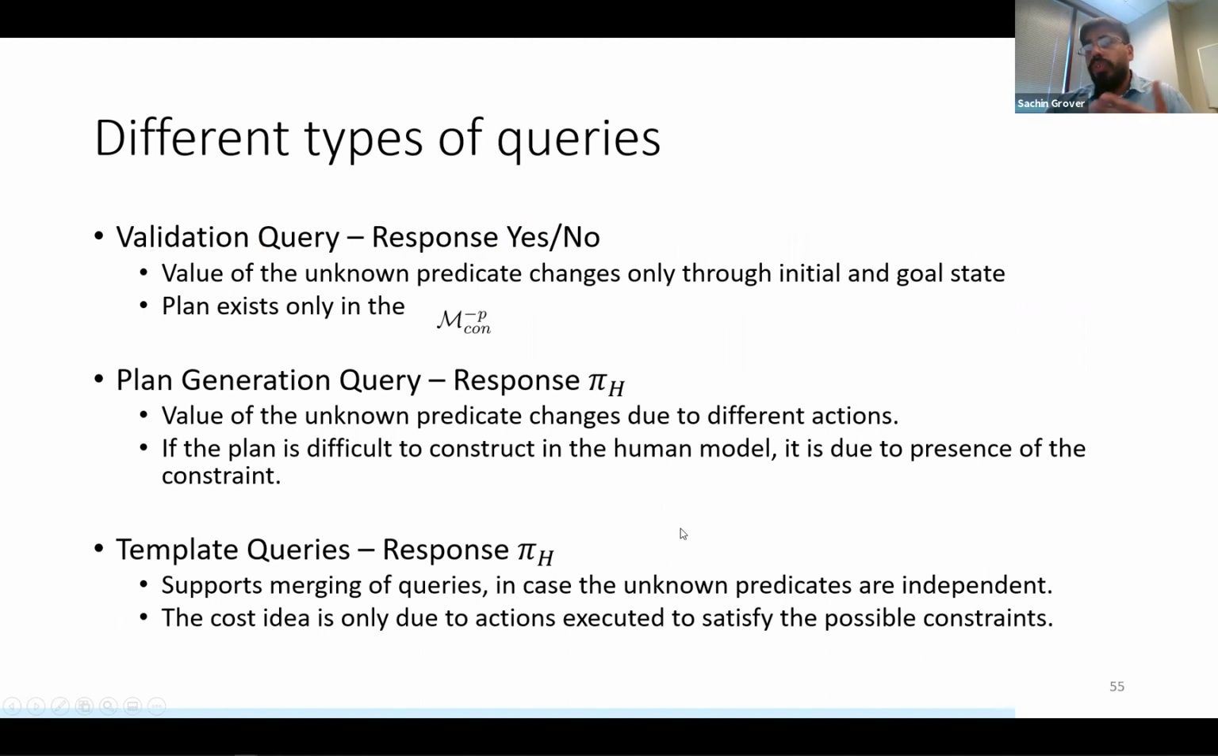This led to actually three different types of queries, which I talk about in my work. The validation query, where the response is yes or no; the plan generation query, where the response is a plan; and the template queries, where multiple constraints can be asked and there are specific conditions under which they can be asked, which ensures that all the subset of the models will have some valid plan in each scenario.